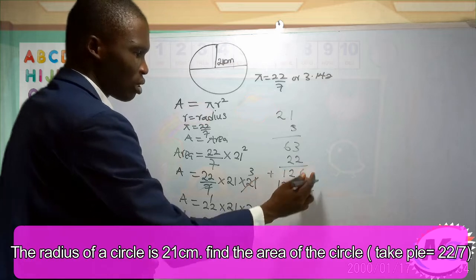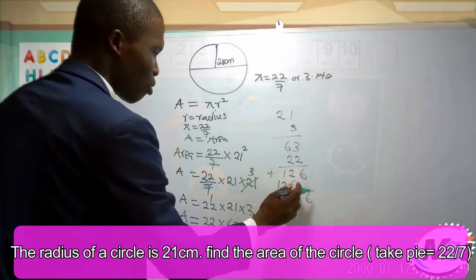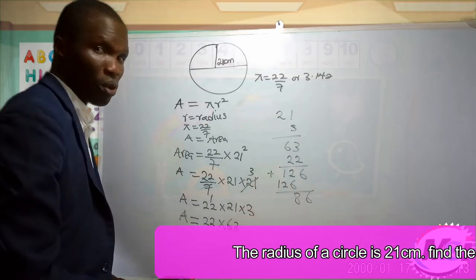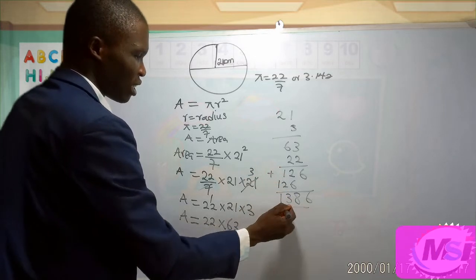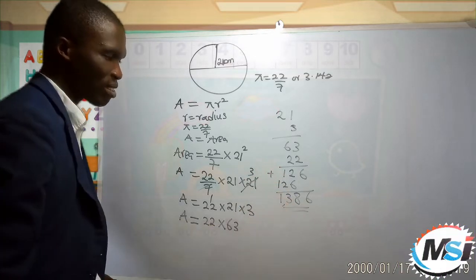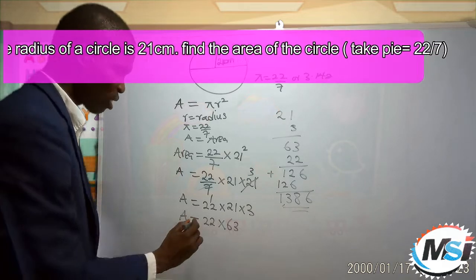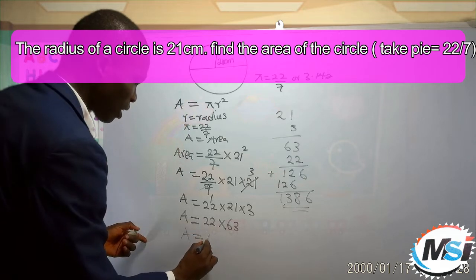Now we're adding this together. Breaking this 6 down, we are going to have 6. 2 plus 6 will give us 8. 2 plus 1 will give us 3. And we bring this 1 down. So this will give us 1,386 centimeter square. That will be the area of this circle.